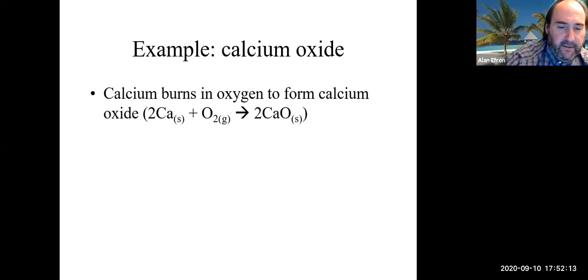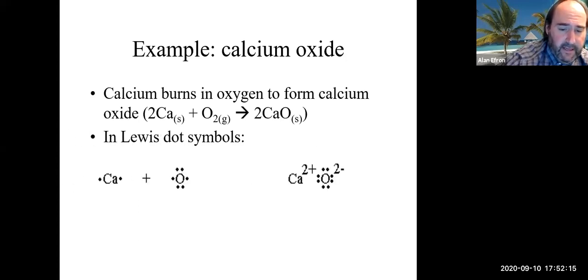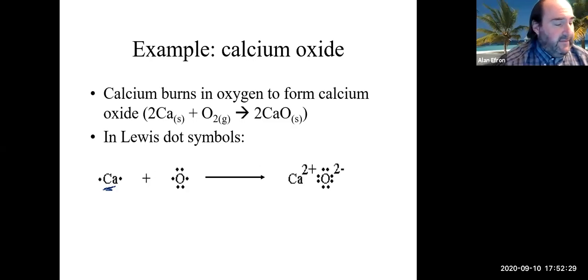So let's take a look at another example, which is calcium and oxygen. In this particular case, calcium, which is group number 2, has its 2 valence electrons here. Oxygen, which is group number 6, has its 6 valence electrons. And again, if we look at the electron configuration for calcium, it is argon 4s2.